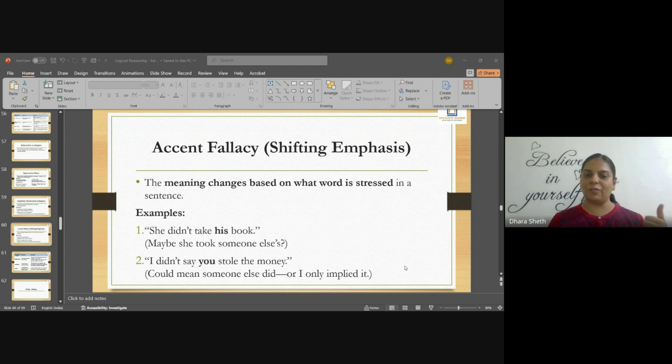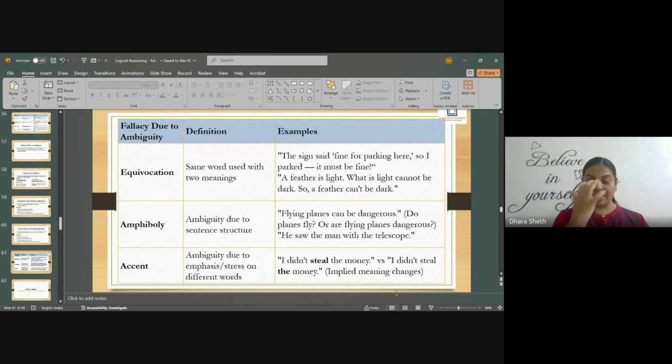Clear with this? Accent fallacy. If it comes as an option, you should know the meaning of this and that it is not the correct answer. So far, I have not seen any question. How can you give an accent fallacy based question unless you bold the words and ask, if the meaning changes based on the word that is stressed, what kind of fallacy is it? Only then can the answer be accent fallacy, because it is something that happens while speaking. So, 3 fallacies due to ambiguity. Please take a screenshot.